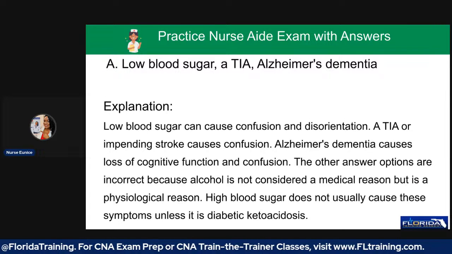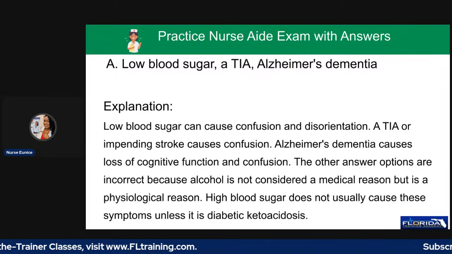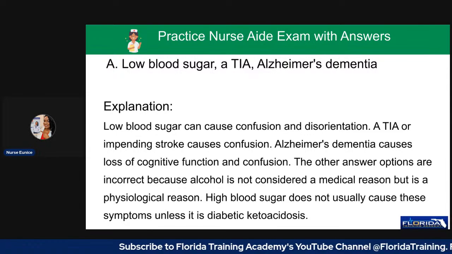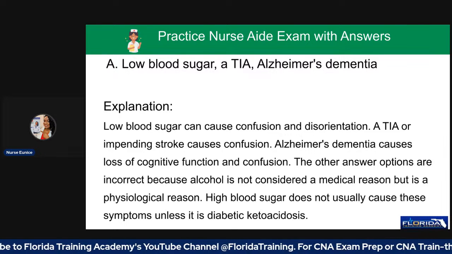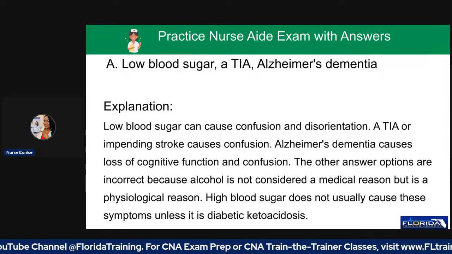And if you chose A, you are right. Low blood sugar, a TIA, and Alzheimer's dementia. Whenever someone's sugars get low, they get confused. And when someone's having a stroke or a mini stroke, a transient stroke, they can also have confusion. And of course, Alzheimer's dementia deals with cognitive function and confusion, so they're going to have some memory loss.